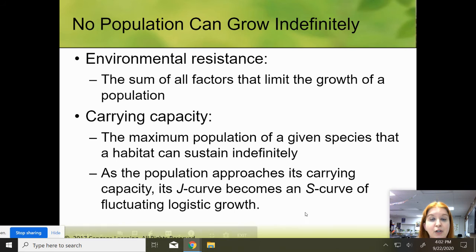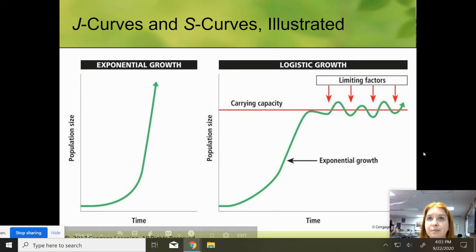As the population approaches carrying capacity, what starts off as a J curve turns into what is called an S curve. This is also called logistic growth. The easy way to remember that is logistic with an S in it makes the S curve. So here is your J curve. It grows really, really fast, and you can make a really large population very quickly.